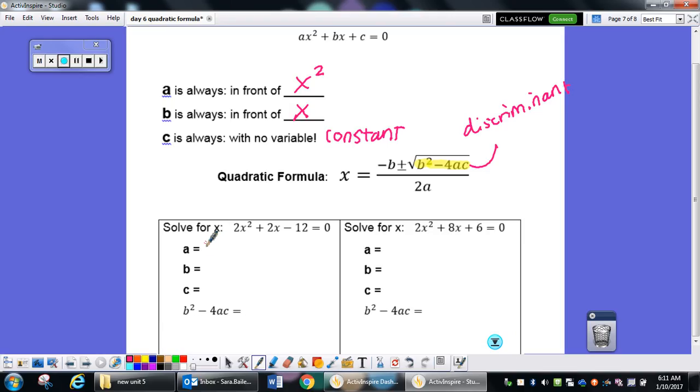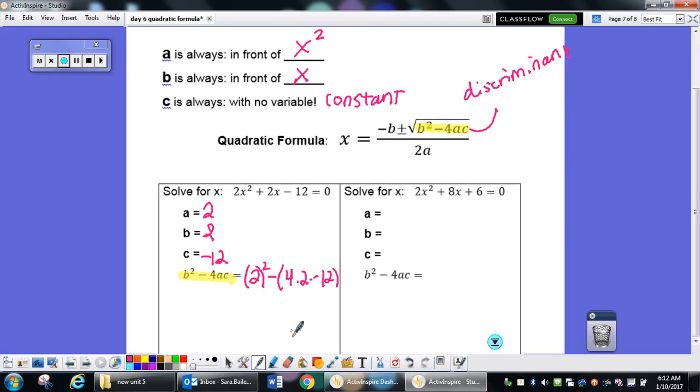So we have an a of 2, a b of 2, and a c of negative 12. If I calculate that discriminant, I'm going to do, and I put my b in parentheses, (2) squared, minus 4 times 2 times negative 12. And that gets me to 100. It just makes substituting into the formula a little easier.